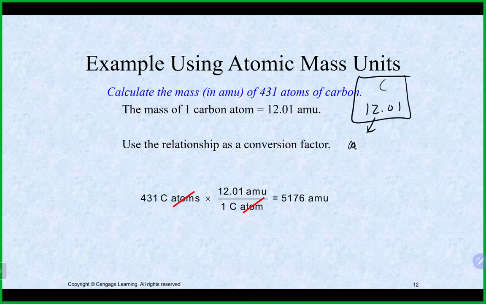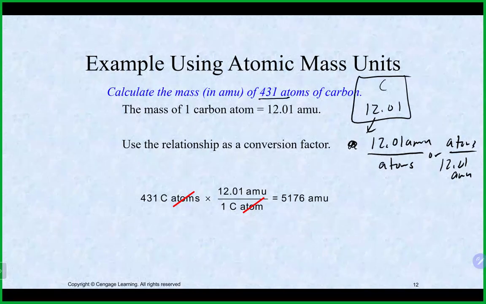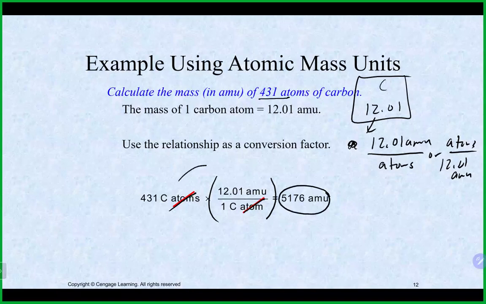Again, in terms of a useful conversion factor, 12.01 AMU over atoms. Or you can flip it, atoms on top and 12.01 AMU on the bottom. So if we wanted to know the mass in AMU of 431 atoms of carbon, we would use that from the periodic table as a conversion factor. The atoms would cancel, and that would leave us with our AMU in this case. Again, multiplying the top, dividing the bottom there.